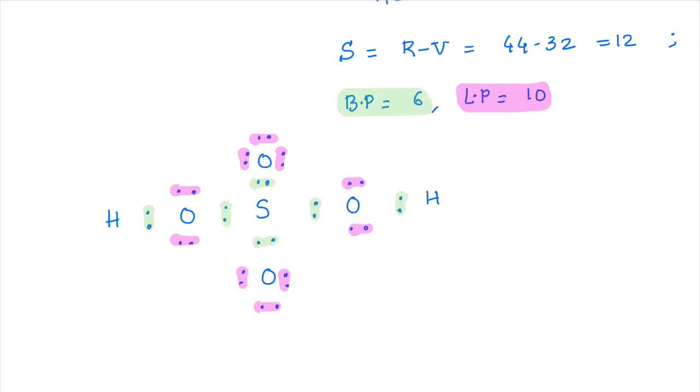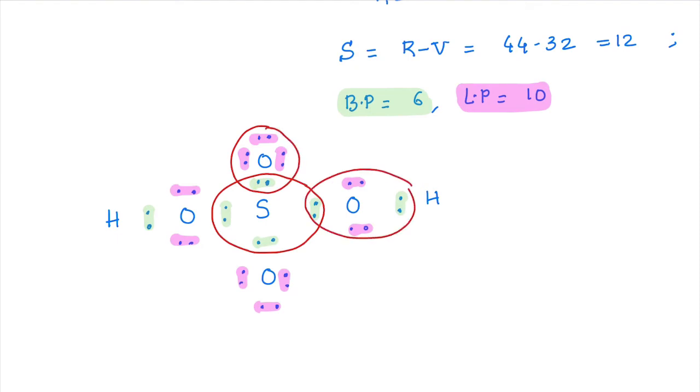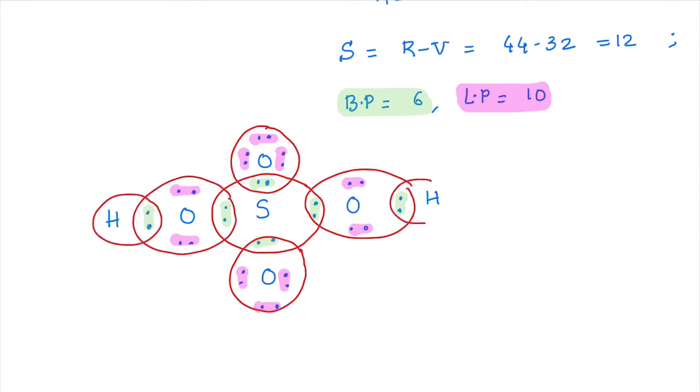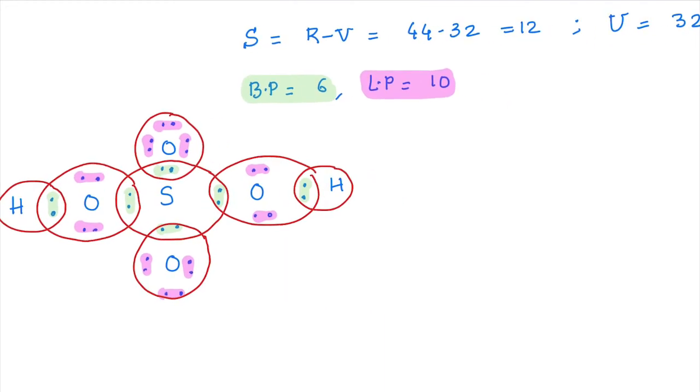Right, guys? And if you see the Lewis structure, sulfur has also completed its octet. Oxygen has completed its octet above. This oxygen has completed its octet. This oxygen has completed its octet. This oxygen has completed its octet. This has completed its duplet. This has completed its duplet. You can see. Right, guys? Okay. Now, let us understand this.